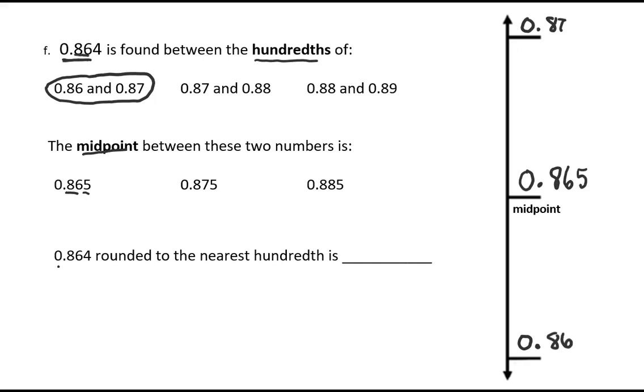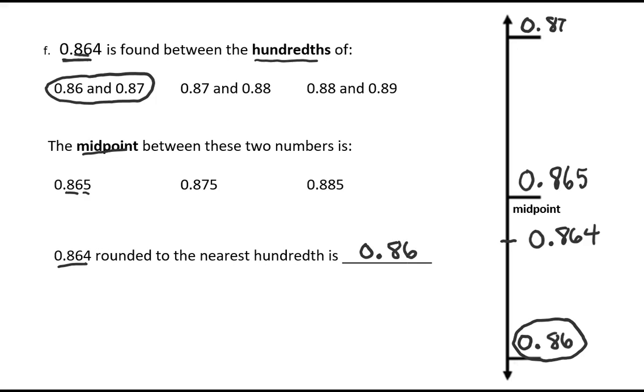And now we just need to place 0 and 864 thousandths onto the number line. So let's see, the midpoint is 0 and 865 thousandths, so that's going to be just below that. And again, since our number is below the midpoint, it will round down. That means 0 and 864 thousandths rounded to the nearest hundredth is 0 and 86 hundredths.